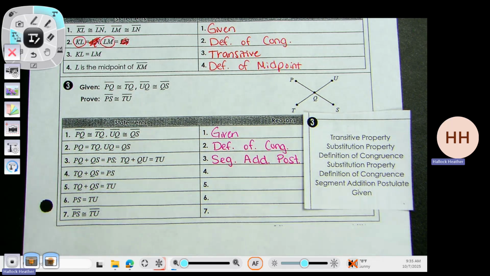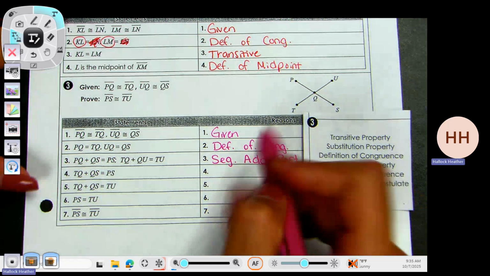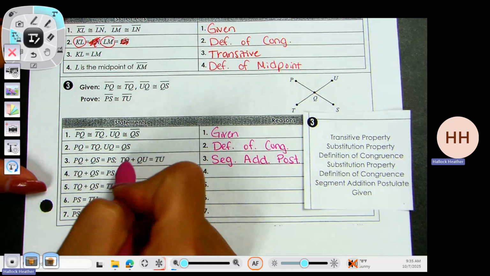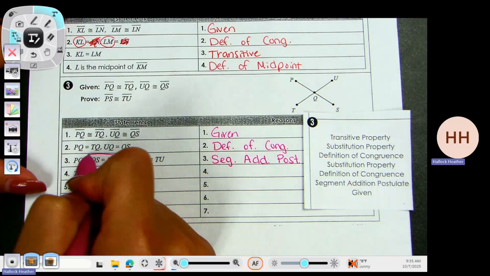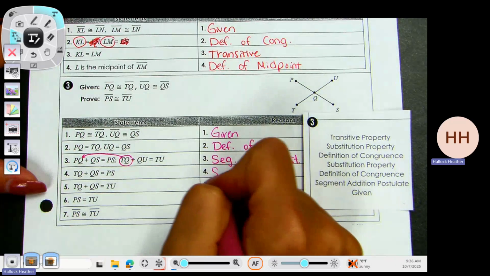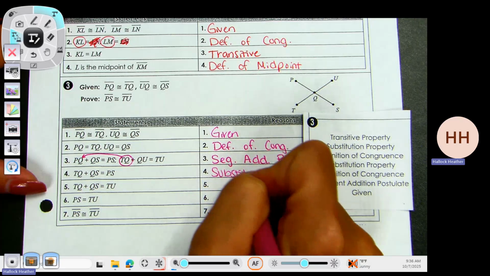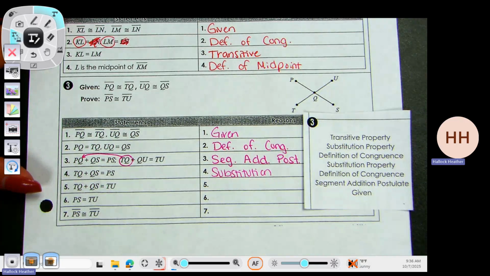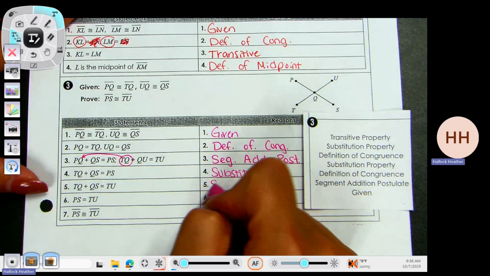Does anybody think they know 4? Substitution, good, because if you look at this, it's kind of weird to look at, but they're taking this piece and plugging it into here. So they're substituting it in. Substitution. What about 5? Substitution again.